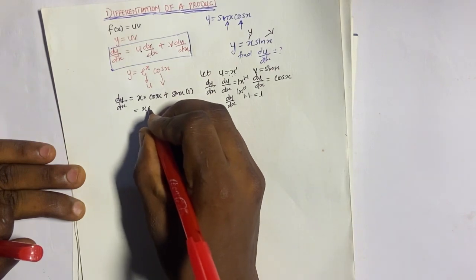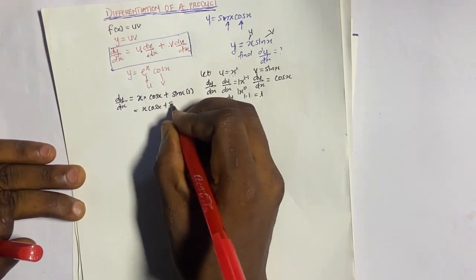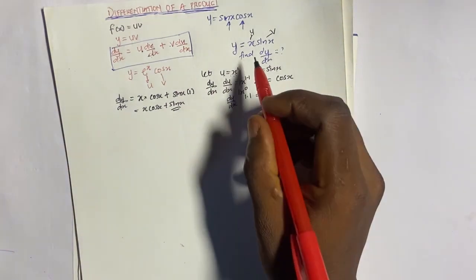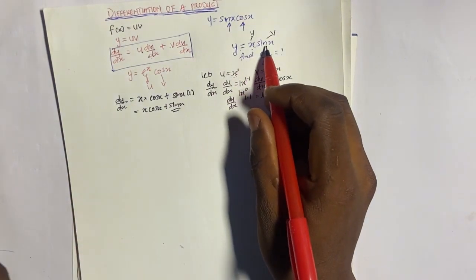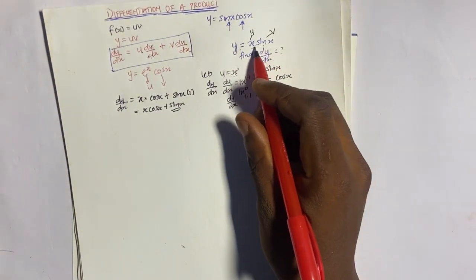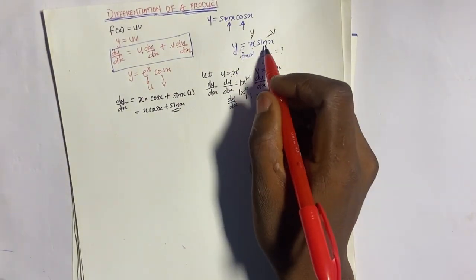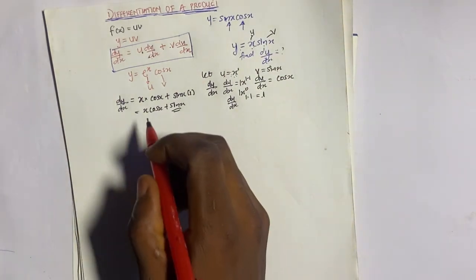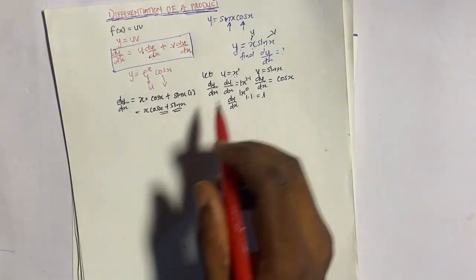I'm going to have x cos x plus sine x. So that's just it. Whenever you are given a function y equals x sine x and you're asked to differentiate it, you should be able to see that this is two functions multiplying each other. This is a variable function and this is a trigonometric function. So they are multiplying each other. Simply you're going to use the product rule, and you're going to get a final answer to be this, as far as this one is concerned.